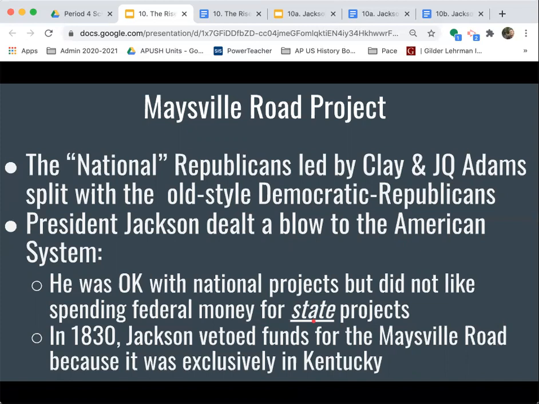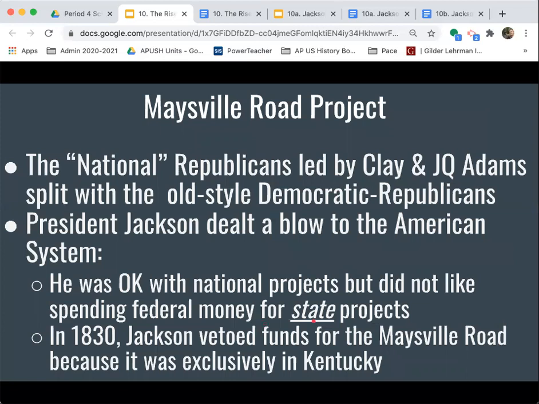So in this case, Clay and Congress authorized the Maysville Road. It's this new road going through Kentucky. And Jackson vetoes it. Jackson's like, nope, sorry. A, that's a state-specific project. We're not paying for it. And B, that's Henry Clay's state, and I'm not doing anything to help Henry Clay, so he can go to hell. So Jackson vetoes funds to the Maysville Road because it's specifically in Kentucky.